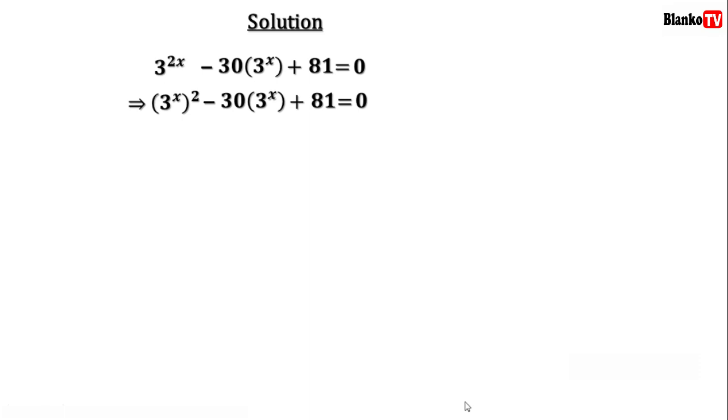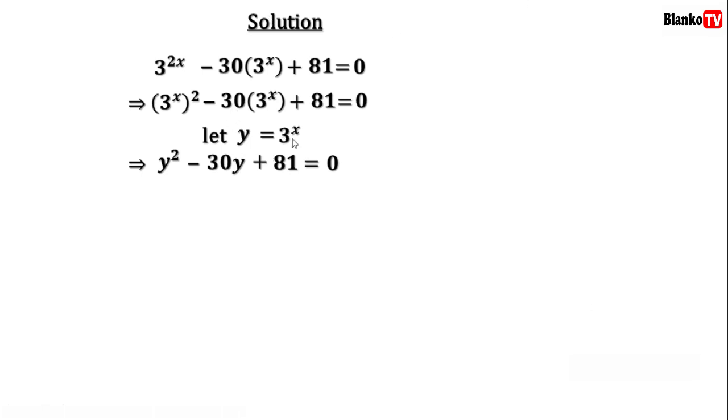Okay, so let y equal 3 raised to the power x. So wherever you see 3 raised to the power x, we put y there. I hope you are following it. Okay, so we have y squared minus 30y plus 81 equals 0.